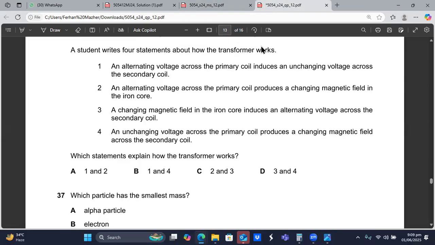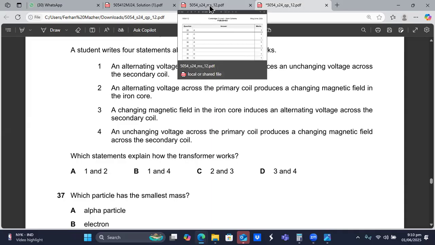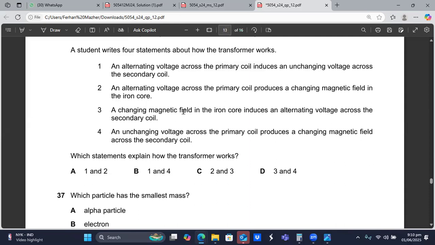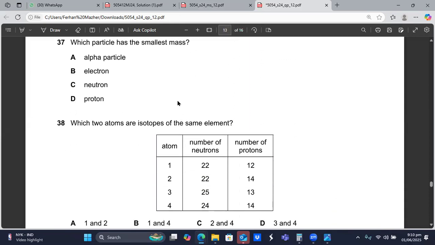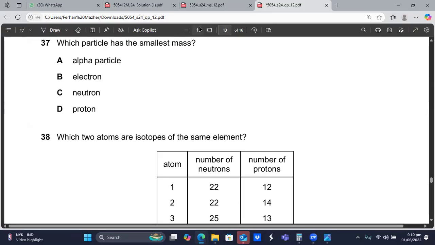That is right, sir. I hope you know that an alternating voltage across the primary coil produces a changing magnetic field in the iron core. The changing magnetic field in the iron core induces an alternating voltage across the secondary coil. This is the basic working principle of that transformer. So 2 and 3, C is the option. I hope you understand.